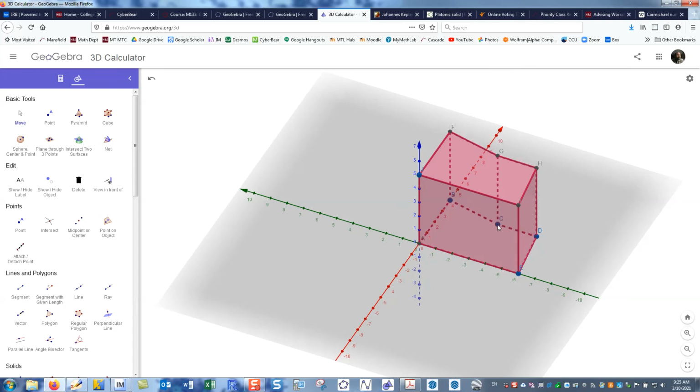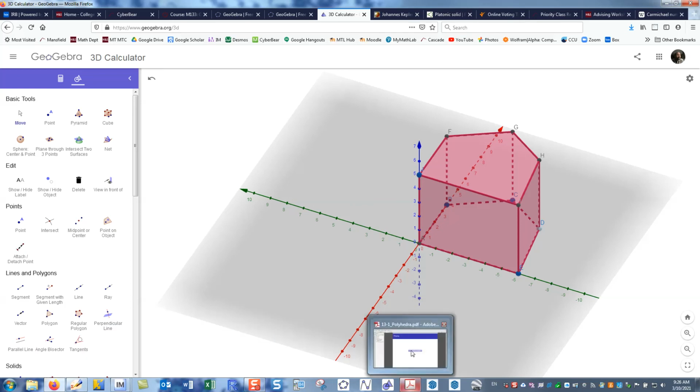Again, the idea is that any of these points are movable. Here we have still a pentagonal prism, although that pentagon looks really funny. We can move this down here and it's still a pentagonal prism. We can move this in here or out here, but these are all examples of pentagonal prisms. So I hope that gives you a good sense of just what I mean when I say prism.